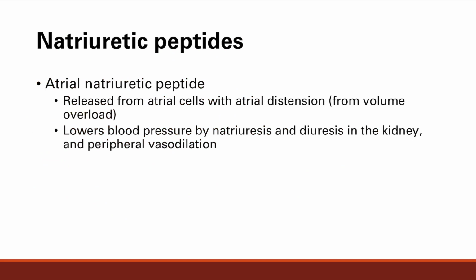So next topic is natriuretic peptides. This is also, I think, a beautiful concept. Basically, there are two natriuretic peptides. The first one is the atrial natriuretic peptide. Guess what? It's from the atria cells, and it's released from the atria cells with atrial distension. You get distension when there's increased volume, so volume overload. There's more blood in the atria, and it's going to stretch it out.